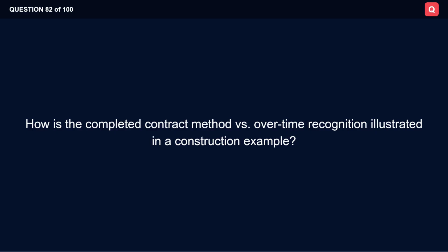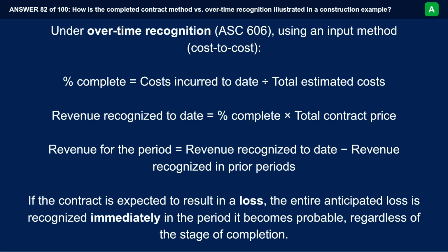How is the completed contract method versus over time recognition illustrated in a construction example? Under over time recognition, ASC 606, using an input method, cost to cost, percent complete equals costs incurred to date divided by total estimated costs. Revenue recognized to date equals percent complete times total contract price. Revenue for the period equals revenue recognized to date minus revenue recognized in prior periods.